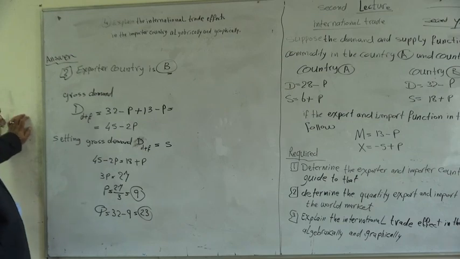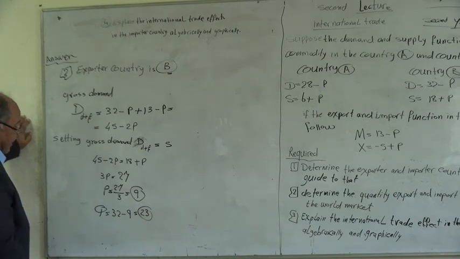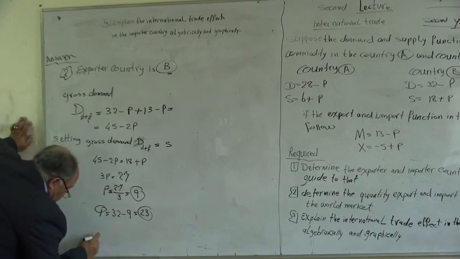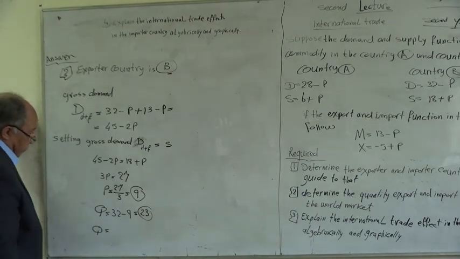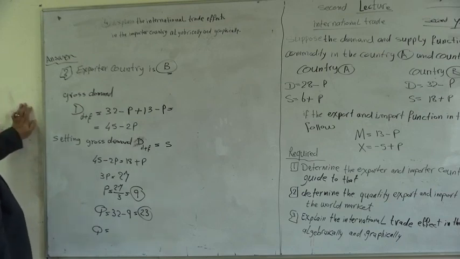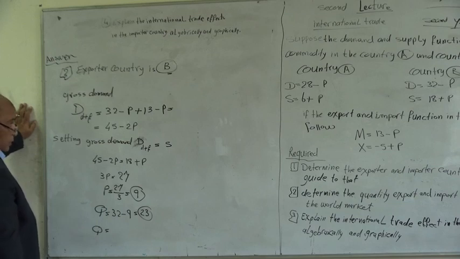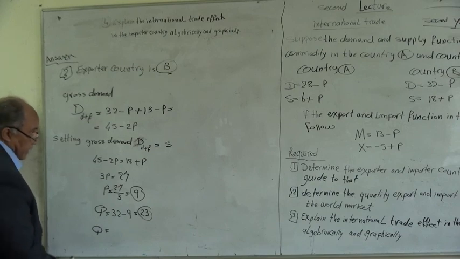This means the consumption is decreased in country B because it's exported. And production in country B increases because the prices rise from 7 to 9. The quantity produced is increased from 25 to 27 as follows.